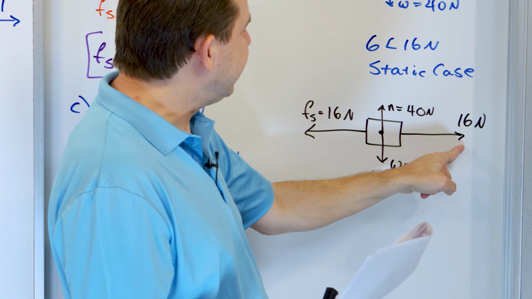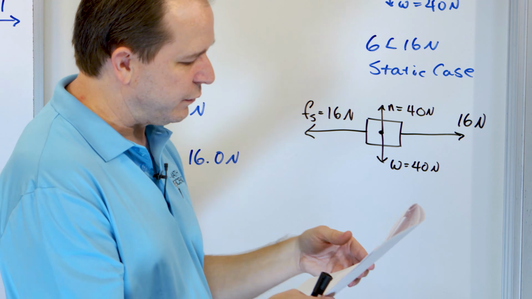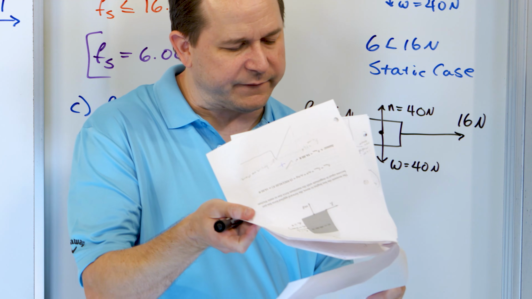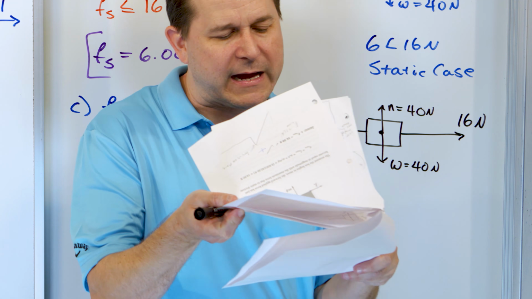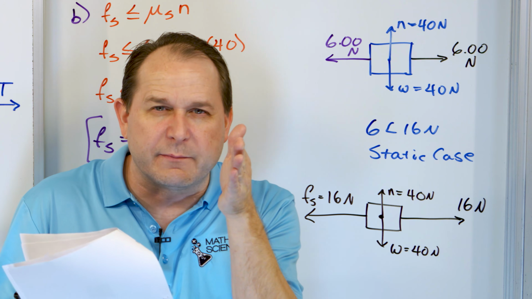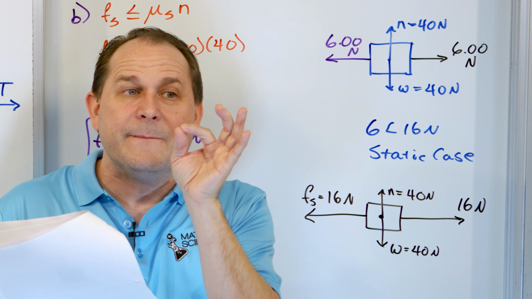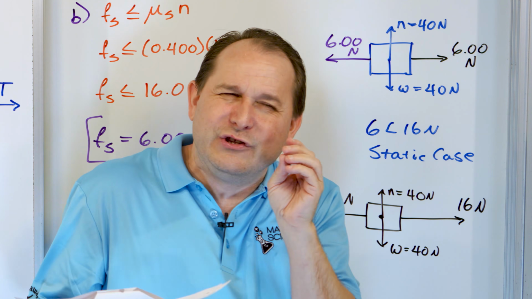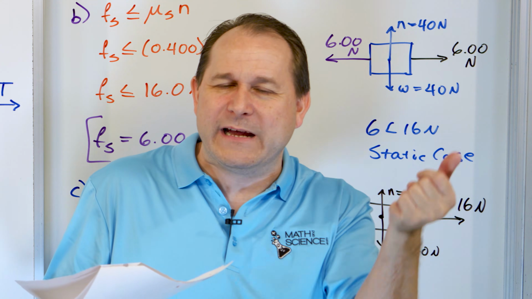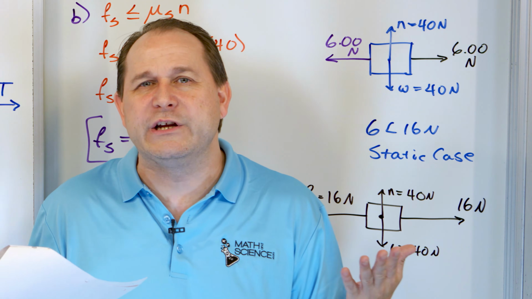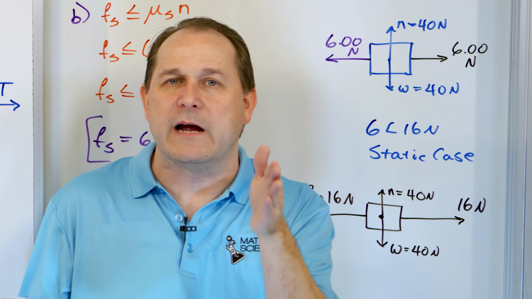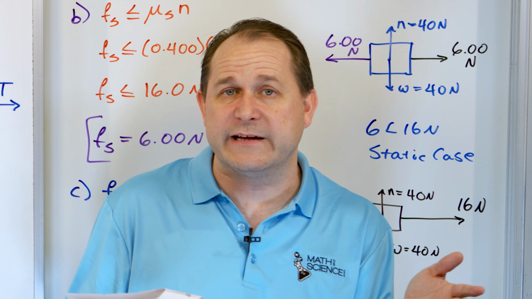So if I pull with 16 newtons, it can resist with 16 newtons, and the question itself says, what is the minimum amount of force needed to be applied to the box? 16 newtons is the breaking point. Technically, it would be 16.0001. One little nanonewton higher will begin to move. So we just put 16 newtons, but you really know that because of the equality sign, just a smidge more than that is really going to get the box to move.